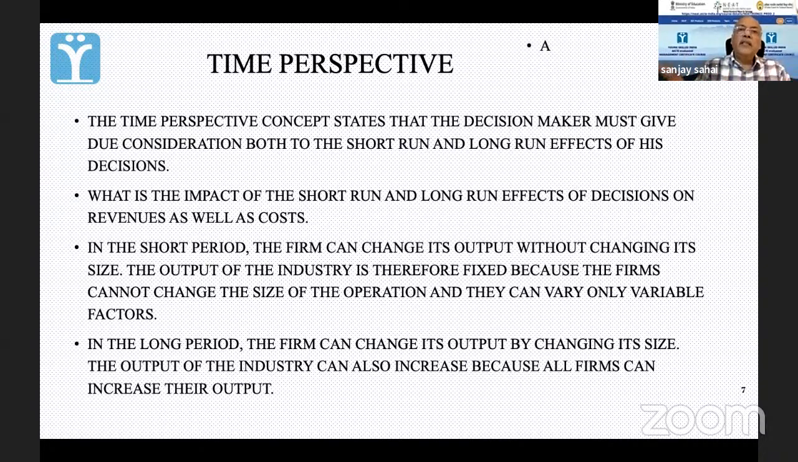Now, other firms in the industry, if over a period of time they also see that they can sell more goods, they begin to increase their capacities. So basically, over a period of time, all firms together can increase their output. That can only happen in the long run. In the short run, you can increase the output, but you are restricted by the total capacity that you actually have.